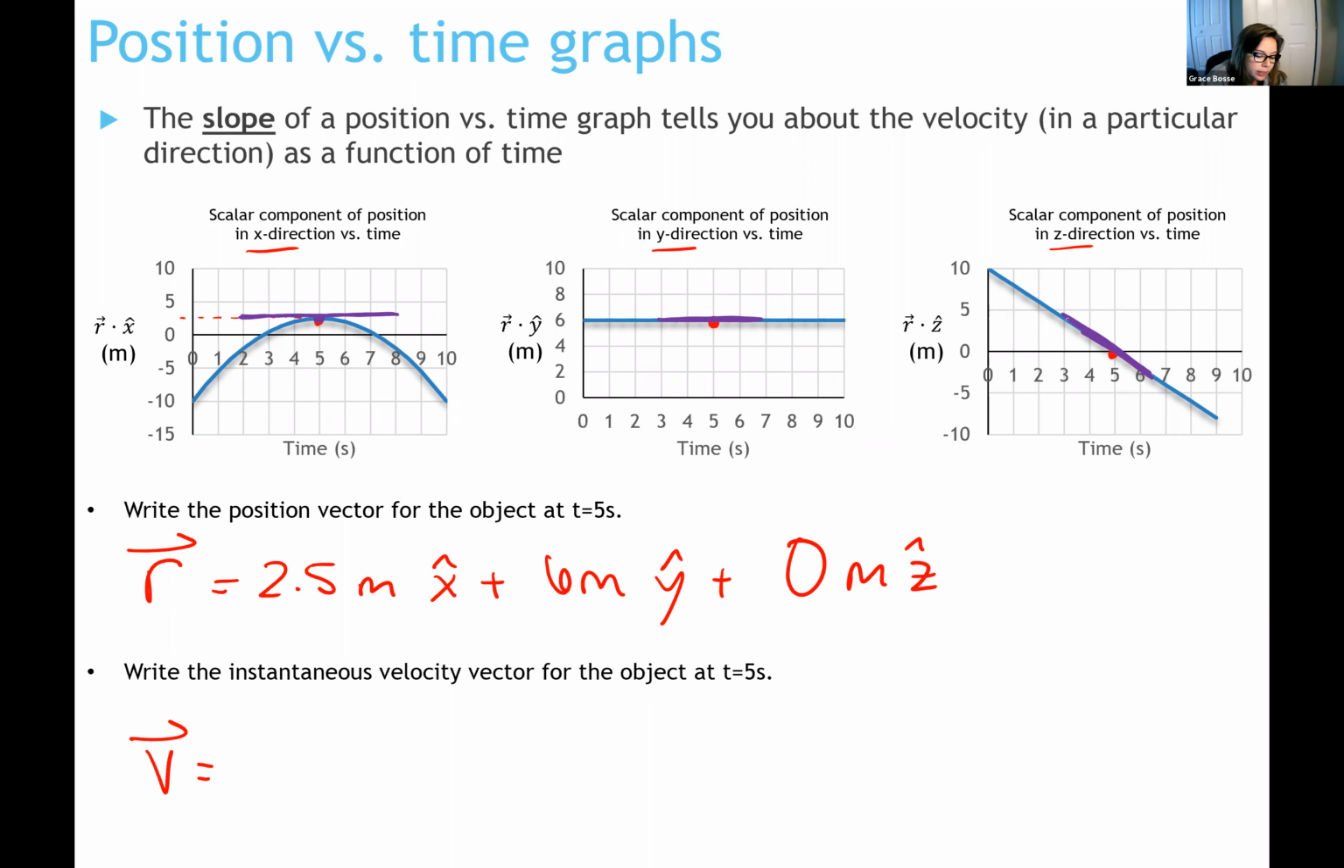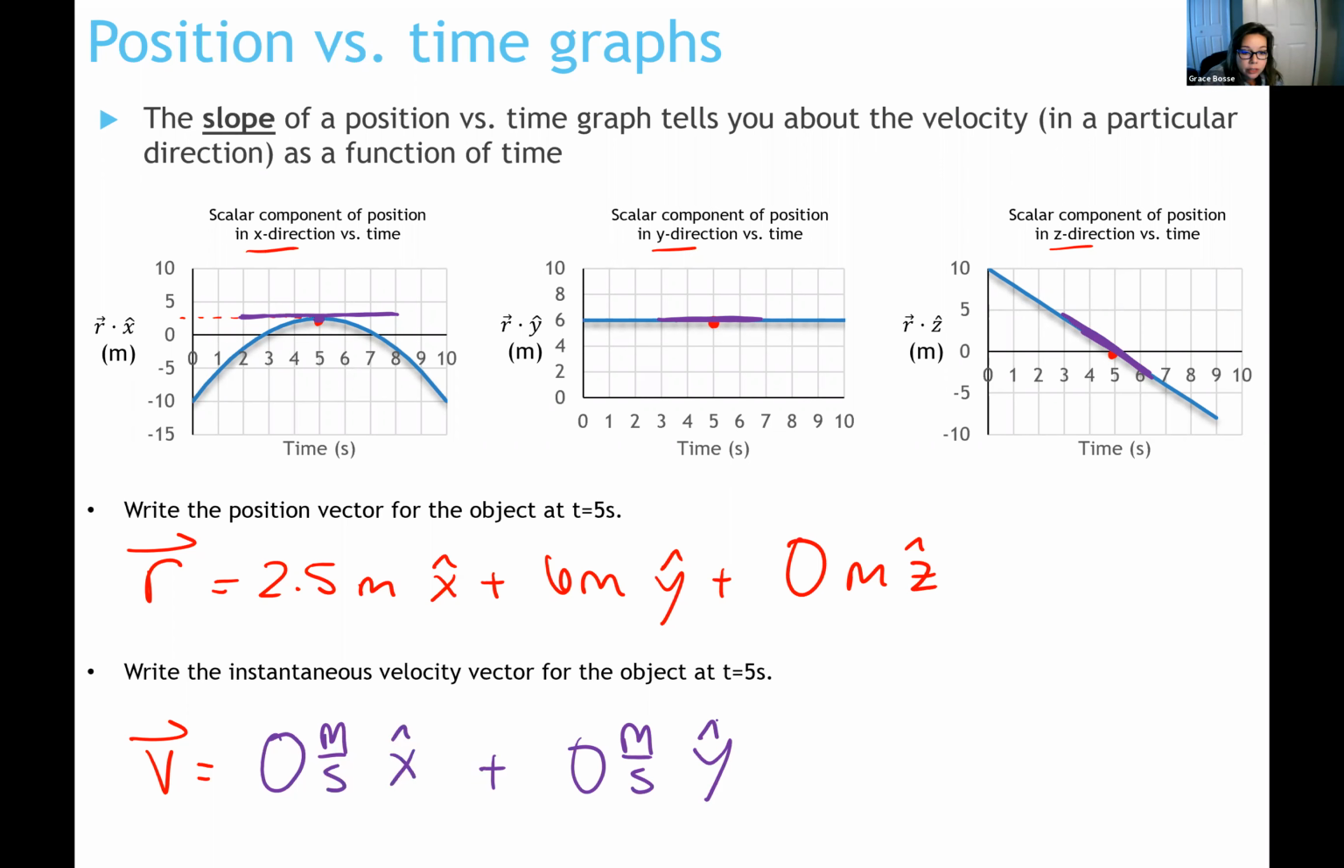So if I look at these purple tangent lines that I drew on each of my graphs, the slope of that tangent line tells me the velocity. If we look at the x graph, the slope of that tangent line is 0 because it's a horizontal line. So I would say 0 meters per second x hat. Now look at the y graph. Again, my tangent line is horizontal. So that's again 0 meters per second y hat. The slope of the tangent line tells you the velocity.